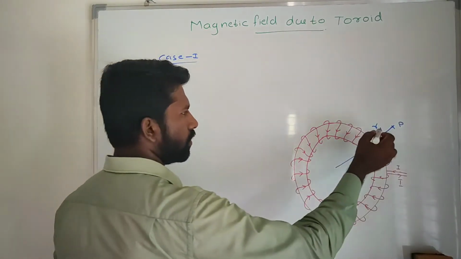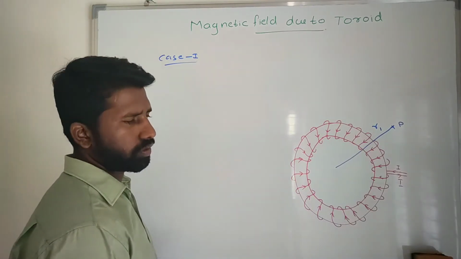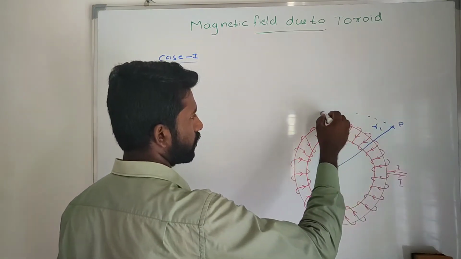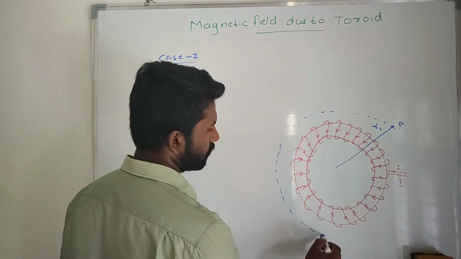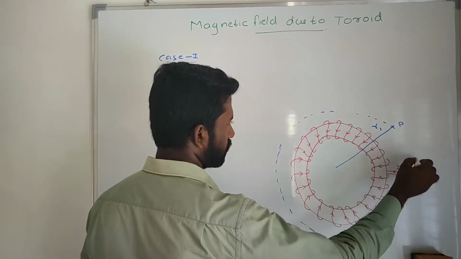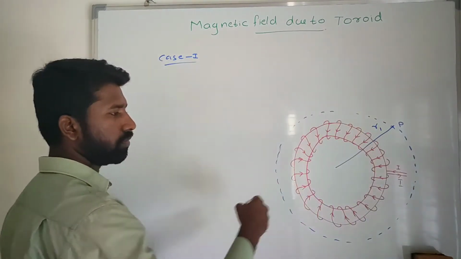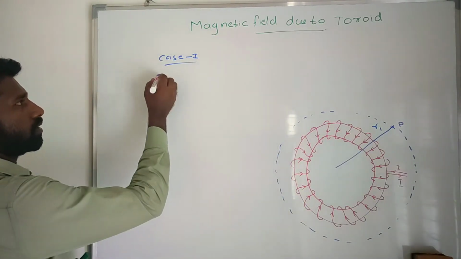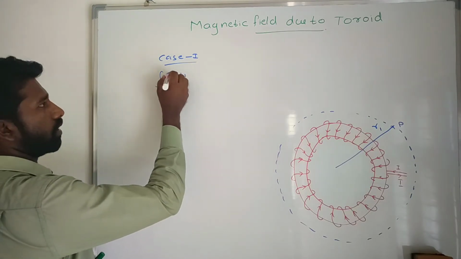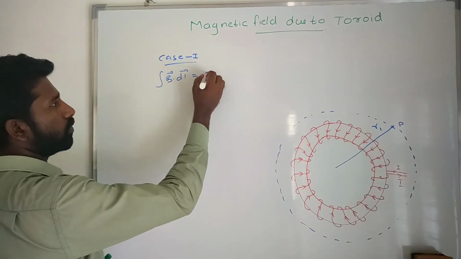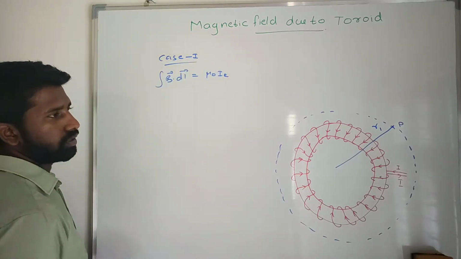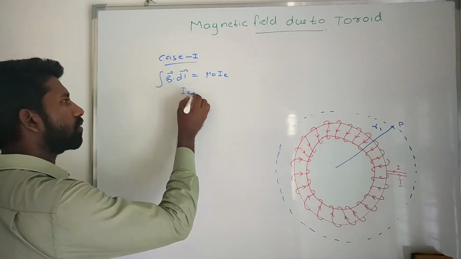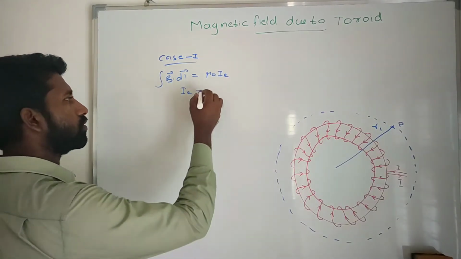If I need to apply Ampere's circuital theorem, I have to consider a closed loop. So I am going to consider a closed loop like this. This is the closed loop in a circular shape of radius R1. What is Ampere's circuital theorem? Closed integral of B dot dl is equal to mu 0 I enclosed. Here, this is the Amperian loop. In this Amperian loop, what about the enclosed current? The enclosed current is 0.